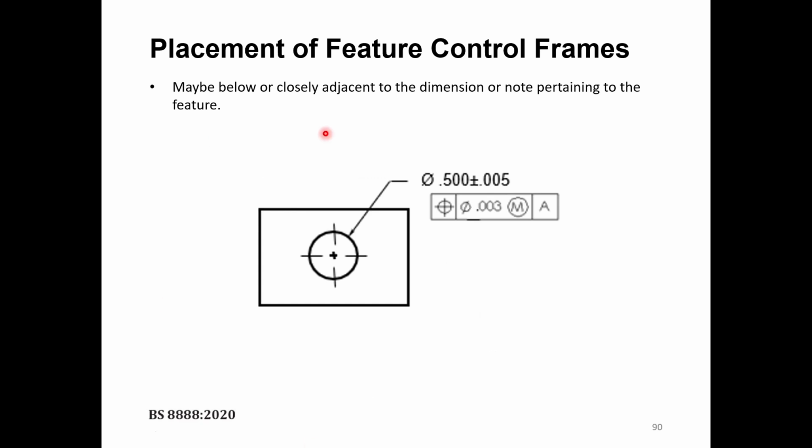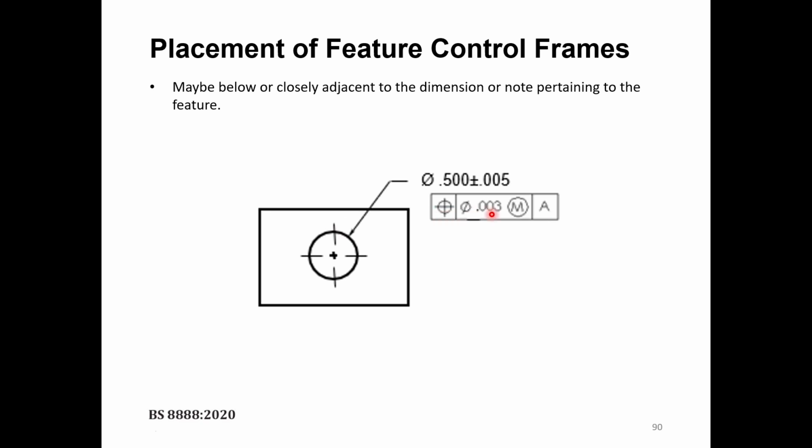Also, it could be adjacent to a dimension. For example, we have two dimensions here, and it's the right time to distinguish between these two. You have a circle here, and you have been given the phi, or the diameter of the circle, as 0.5 plus or minus 0.005. So the diameter of the circle is 0.5, and the upper and lower tolerance values are given, which is a symmetrical tolerance here. So this circle could be within this tolerance, plus or minus 0.005, okay? Anywhere between 0.5 plus 0.005 or 0.5 minus 0.005. So this is the size of the circle itself.